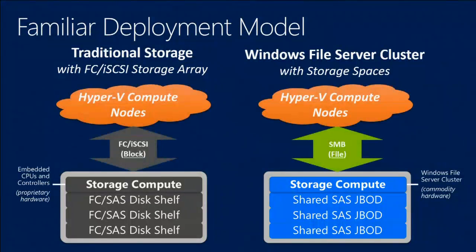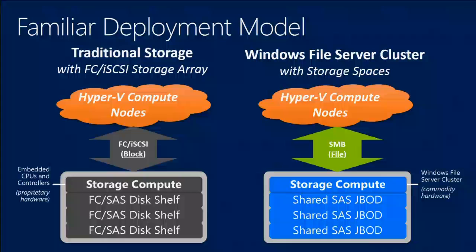Very similar. Now, the difference between these two is the protocol used to communicate between my storage and my virtualized workloads. On one side, I'm talking block: my storage array with Fibre Channel or iSCSI talks block. I'd unmask a LUN from my storage array, present that to my compute nodes, and my workload would run on that LUN. With Windows File Server Cluster, we're talking file. I simply share out a share from my file server cluster, present that share to my compute nodes, and my workload runs on that share. Okay, so file versus block.